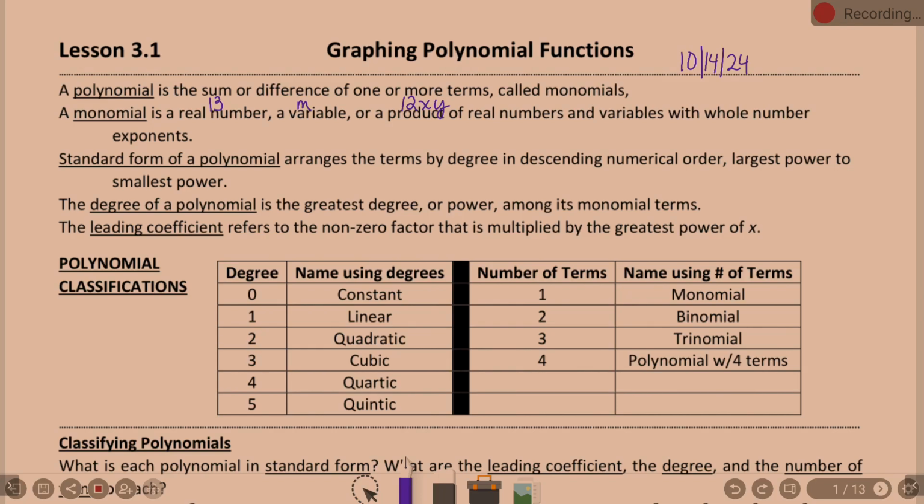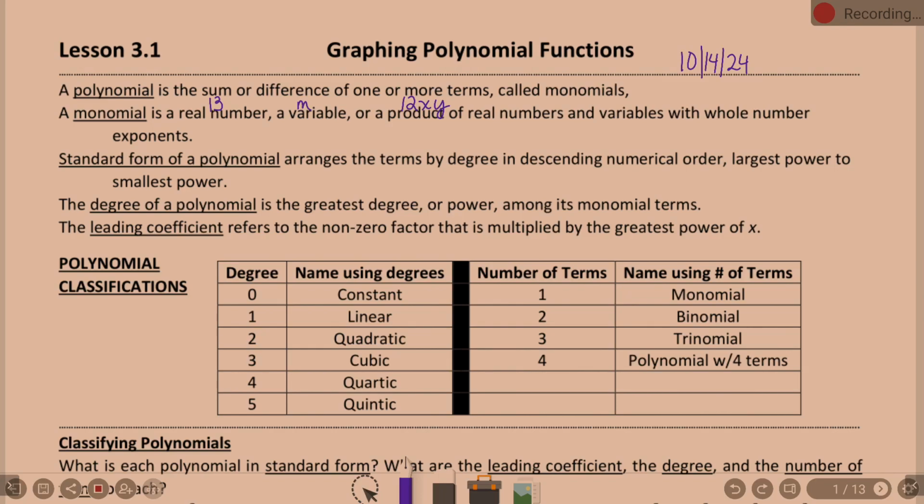And then leading coefficient. That refers to the non-zero factor that is multiplied by the greatest power of x. Basically, find your highest power. That term tells you the degree. The leading coefficient is the coefficient in front of it, the number in front of it. And we'll go over that here in a moment.